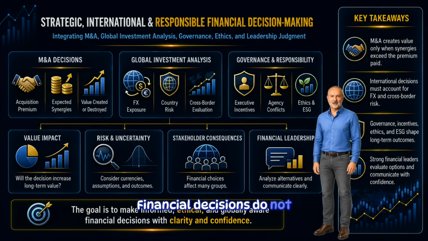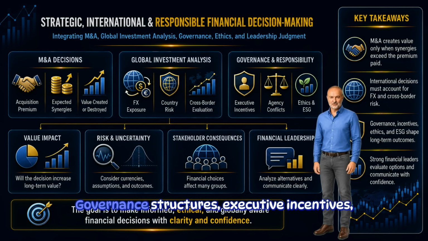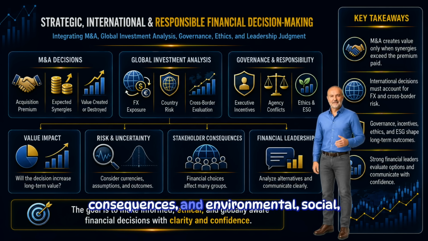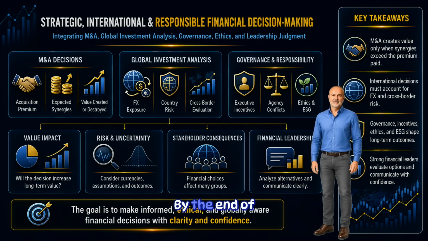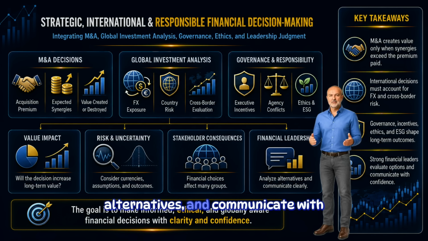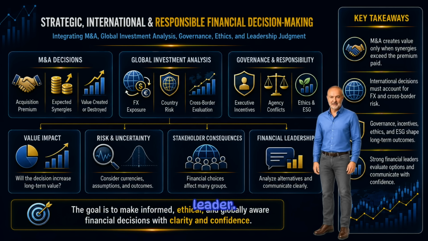Financial decisions do not occur in isolation. Governance structures, executive incentives, agency conflicts, ethics, stakeholder consequences, and environmental, social, and governance considerations can all affect long-term value. By the end of this course, you should be better prepared to analyze financial information, evaluate alternatives, and communicate with the clarity and confidence expected of a financial leader.